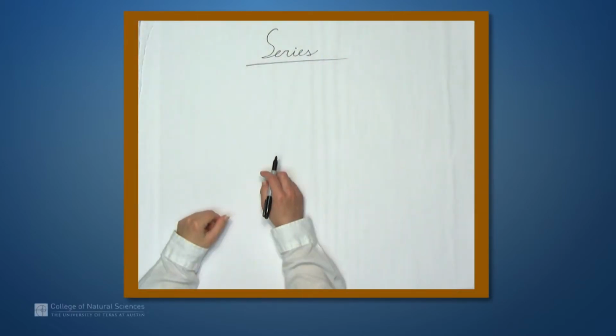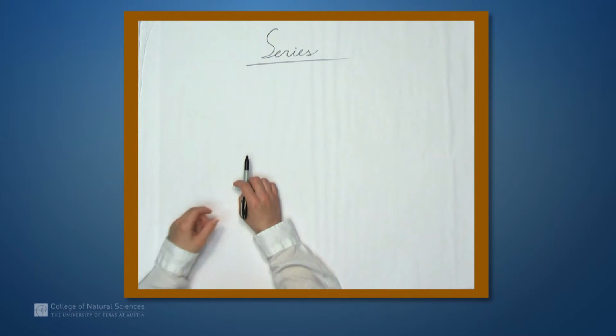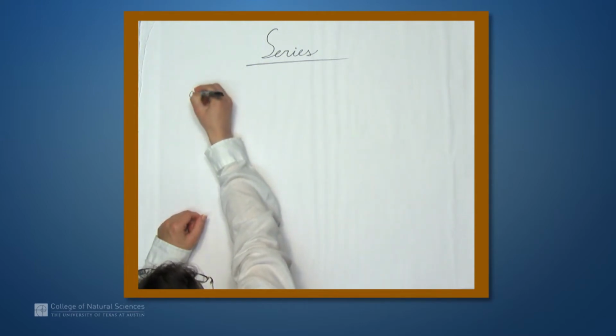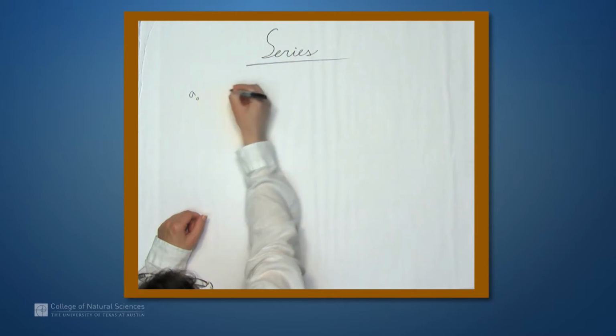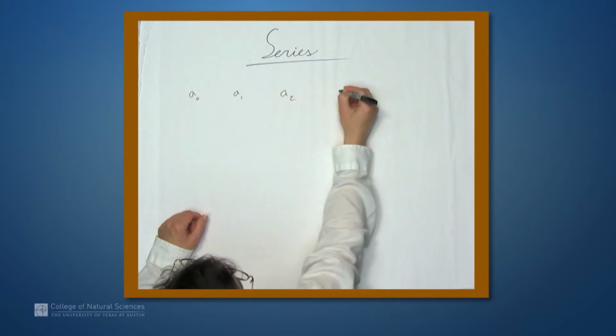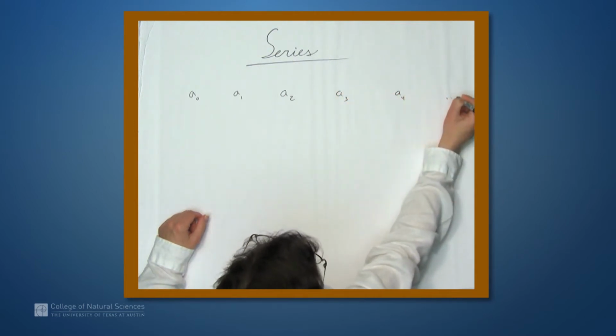So we're here at the example table, and in this video we're going to be talking about series. But let's first review the basics of sequences because we're going to use those to define series. So a sequence, let's say we have a sequence of terms a sub 0, a sub 1, a sub 2, a sub 3, a sub 4, and so on.